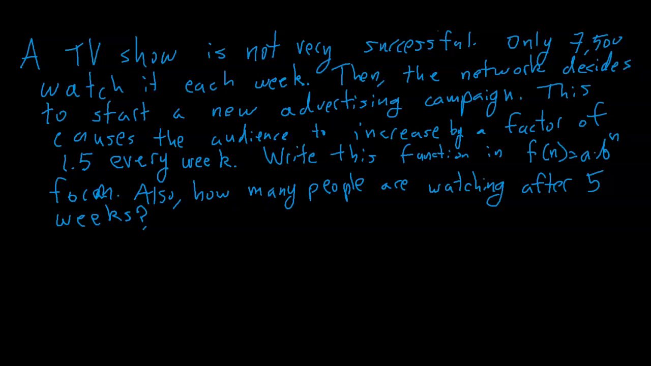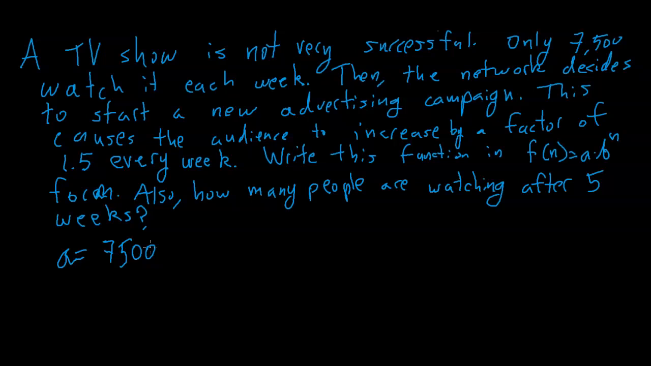started, right? So if we want to write this as an exponential function, what should a be? What should our initial value be? Well, our initial value is going to be the number of people who were watching the show every week before this campaign started, right? And we're told that that was only 7,500, right? We were told before this advertising campaign started, only 7,500 people were watching each week. So our initial value is going to be 7,500.